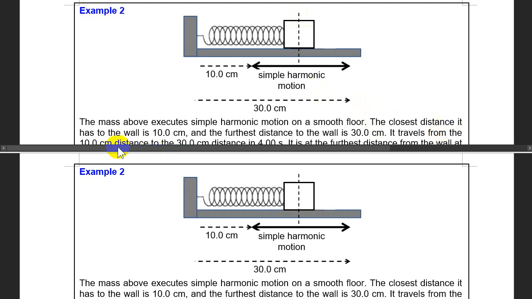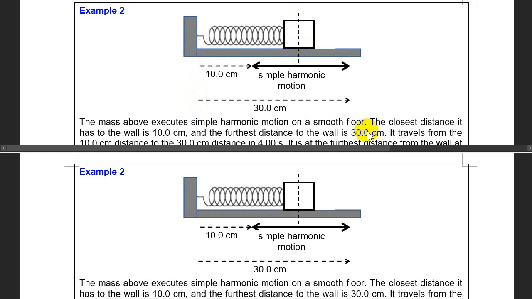Okay, the closest distance it has to the wall, which is here, is 10 cm from the wall, and the furthest distance to the wall, which is here, is 30 cm. So we can deduce that from the furthest to the closest, this part here is 20 cm. And the center point is going to be the center point of this 20 cm. So this is 10 cm, 10 cm. So the center point is actually 20 cm from the wall. Okay, the closest is 10 cm, the furthest is 30 cm, the center point at the midpoint is 20 cm from the wall.